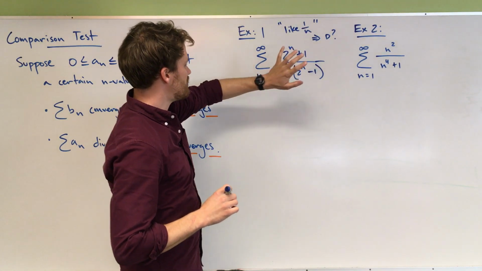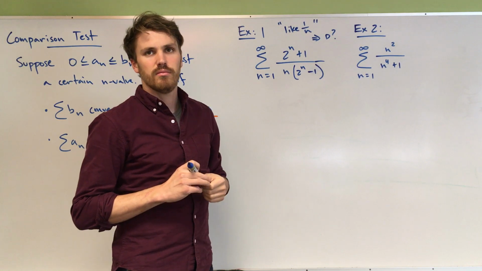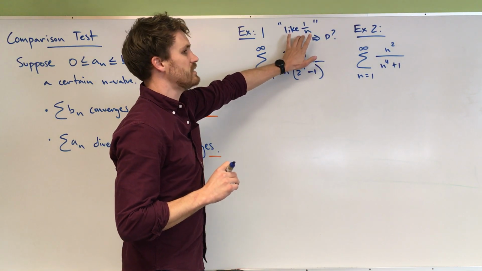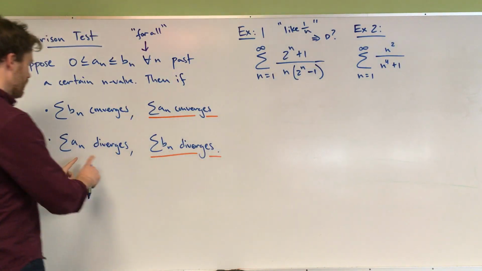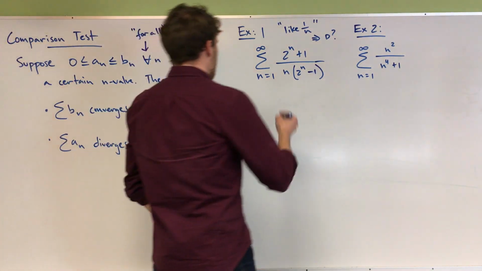Because if I can show that this is bigger than 1 over n, then I have what I want. Because I know that the series of 1 over n diverges. So if I can show this is bigger, I know it would also diverge. That's this second piece here. So I'm going to get to work.